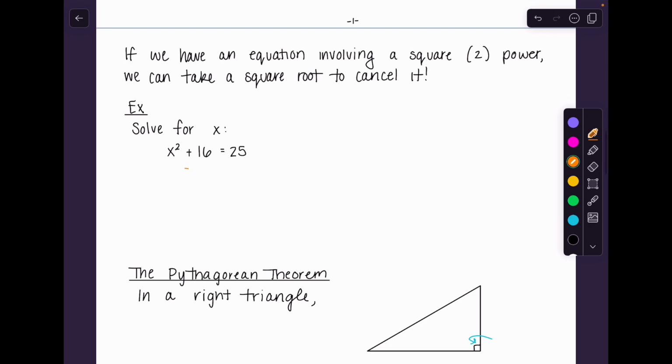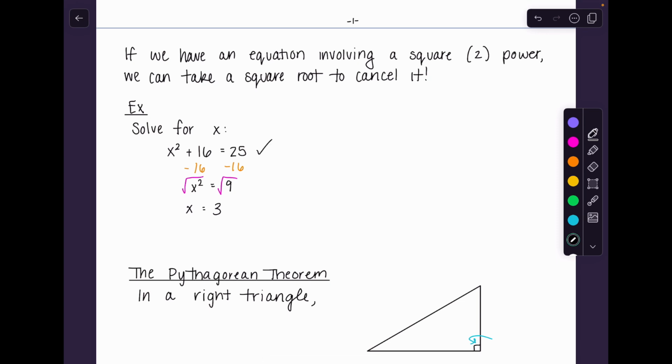So the first thing I want to do is move this 16 to the other side. That gives us x squared, and over here we have a 9. Now to get rid of the square power, I'm going to take a square root. So the square and square root cancel, and we get x. And the only number times itself that gives me 9 is 3. So 3 is the solution to this equation.